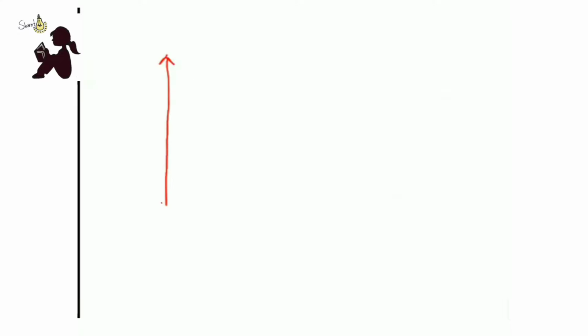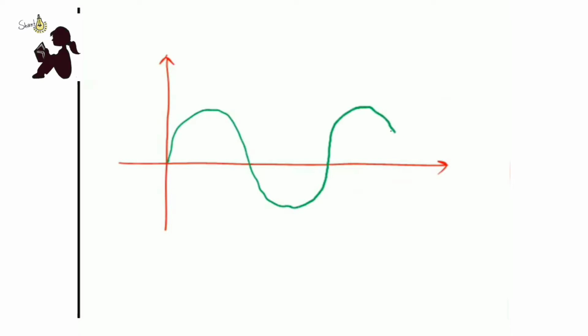First, we have to draw a graph. Suppose a wave is moving like this. So what will be its wavelength? You know, this is called crest and this is called trough. From this to this, it will be one wavelength. That is called lambda. And amplitude will be its height.